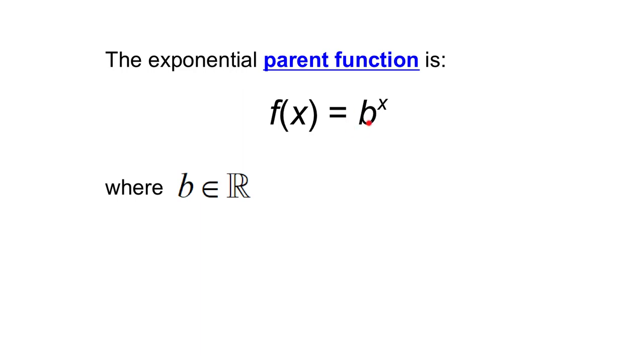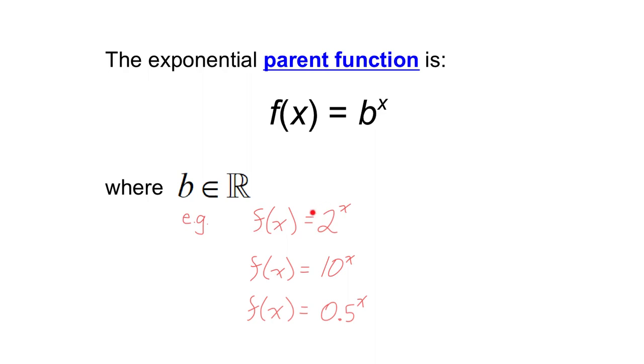Now, I put a b here because b can be any real number. The parent function could be this, it could be this, or it could be this. They'll all look a little bit different, but when we apply transformations to a function, we have to see what is the base of the power. That tells us what the parent function is.